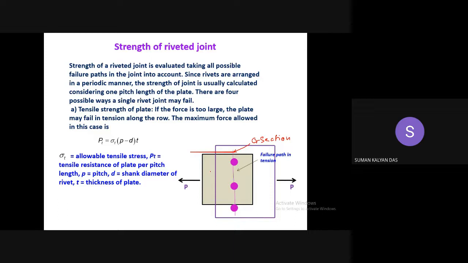So if we try to consider the tensile strength of the plate, considering the failure in this fashion, this is the expression for the tensile strength of the plate. So what is this expression? First of all, the tensile strength of the plate is represented by P T, and sigma T is my allowable tensile stress. So you can see over here allowable tensile stress.